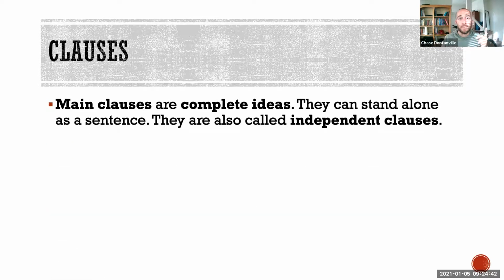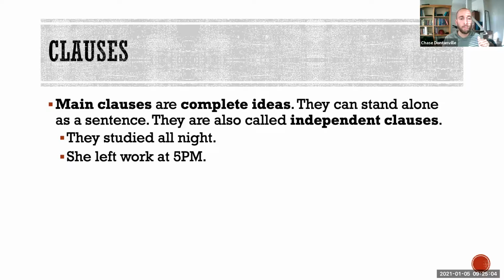So there are different types of clauses. Okay, so main clauses are complete ideas. They can stand alone as a sentence. They are also called independent clauses. So independent meaning they don't need anything else. They studied all night. Main clause. She left work at 5 p.m. You were late. These are all complete ideas, so we call them independent clauses.